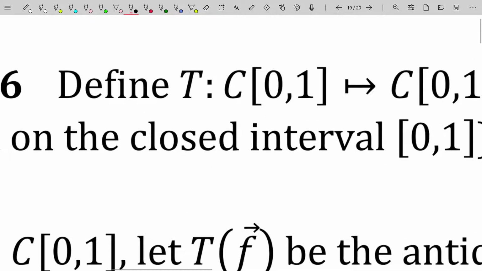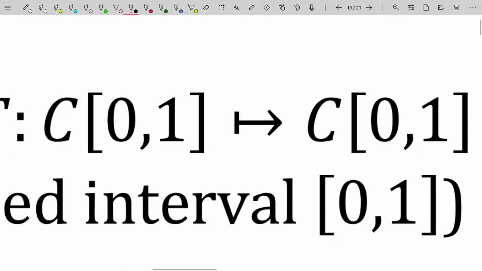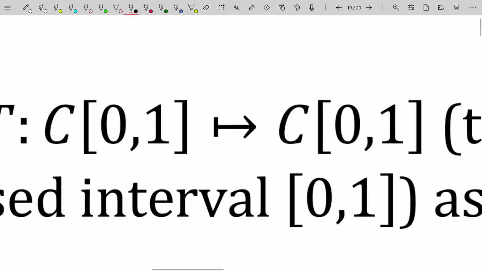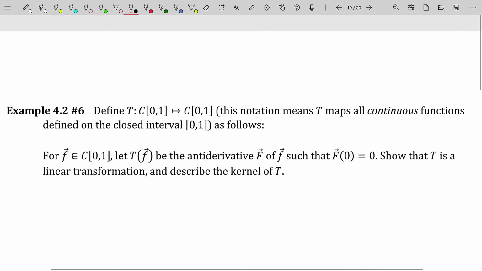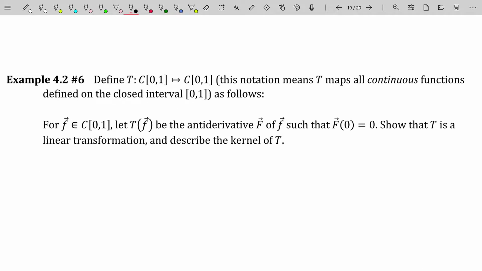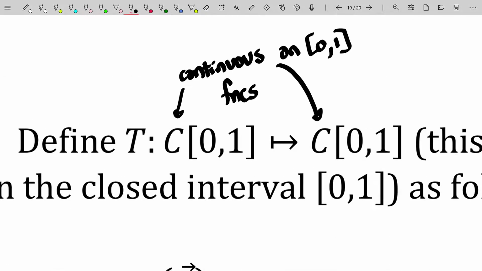Let's define the transformation T to be the mapping from C[0,1] to the same space, C[0,1]. And let's go ahead and define that. This notation means that T maps all continuous functions that are defined on the closed interval 0 to 1. So essentially you're taking all continuous functions defined on the closed interval 0 to 1. For example, y equals x, or y equals x squared, y equals the absolute value of x, y equals e to the x, y equals sine of x. All of those are continuous functions on the closed interval 0 to 1.